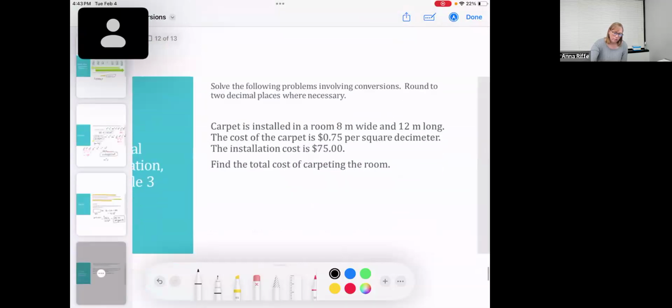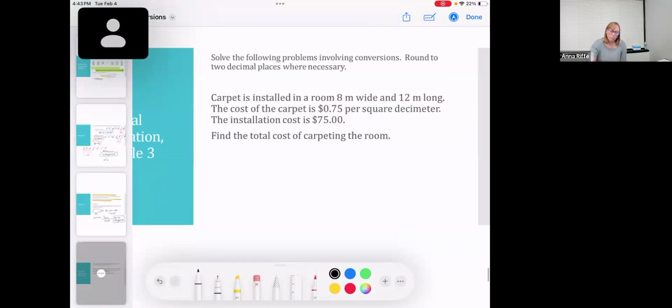Let's do an example with that. Let's solve the following problem. Carpet is installed in a room that is 8 meters wide and 12 meters long. We are given the cost of the carpet, the unit cost, in fact, at 75 cents per square decimeter. This is the unit cost. The cost of installation is $75. We want to find the total cost of carpeting the room.